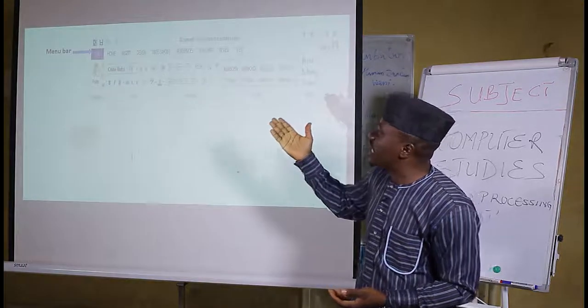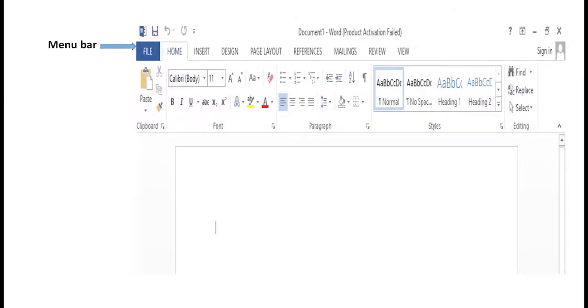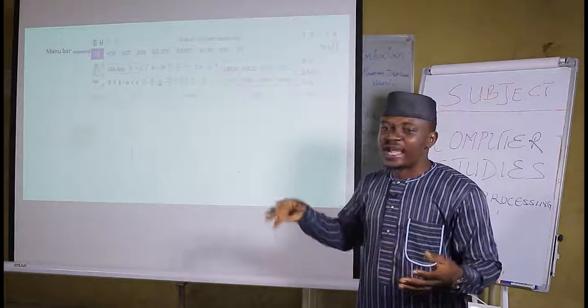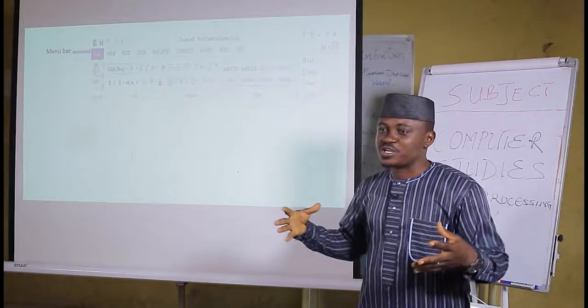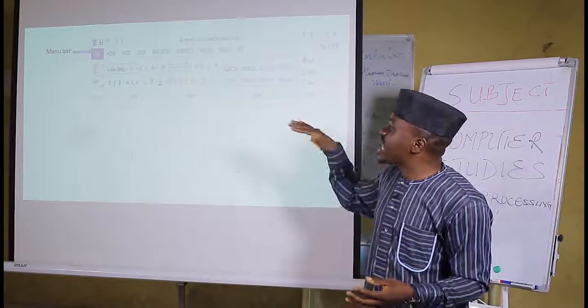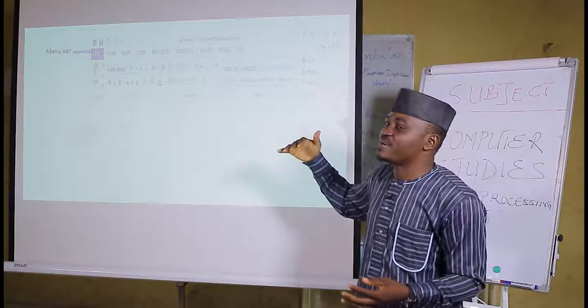We have the File, we have the Home, we have the Insert, the Design, the Page Layout, the References, the Mailings, the Review, and also the View. These are all on the menu bar. And I tell you, you can use all of these. These are the tools you use for formatting any document, any picture, or anything you want to do on your computer. Use the formatting tools. And we have their shortcuts right under them.